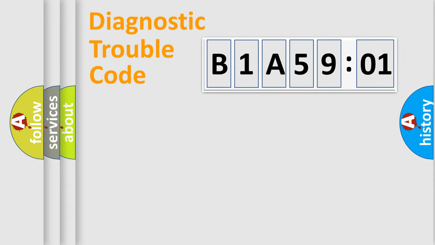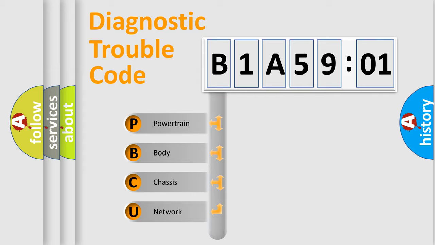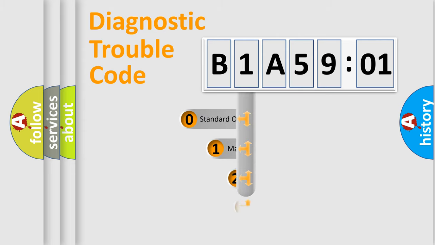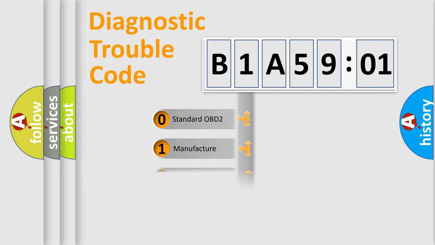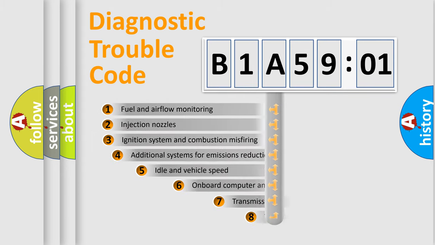Let's do this. First, let's look at the history of diagnostic fault code composition according to the OBD2 protocol, which has been unified for all automakers since 2000. We divide the electric system of an automobile into four basic units: powertrain, body, chassis, and network. This distribution is defined in the first character of the code. If the second character is zero, it is a standardized error. In the case of the numbers 1, 2, 3, it is a manufacturer-specific error.